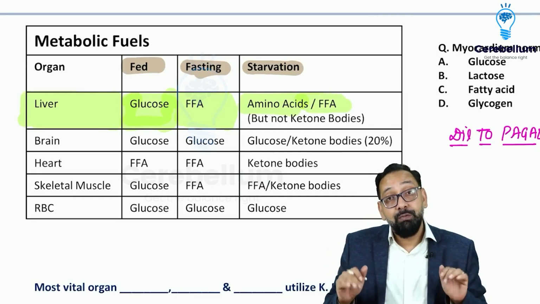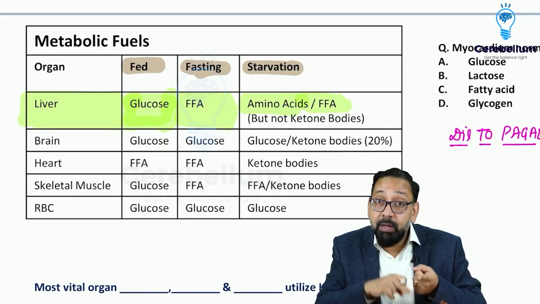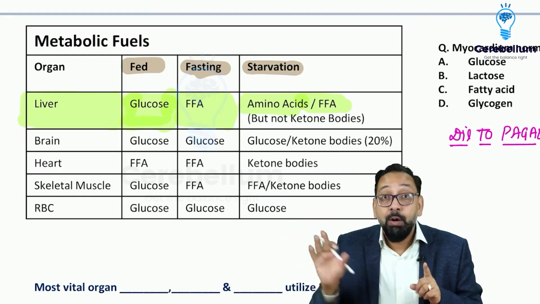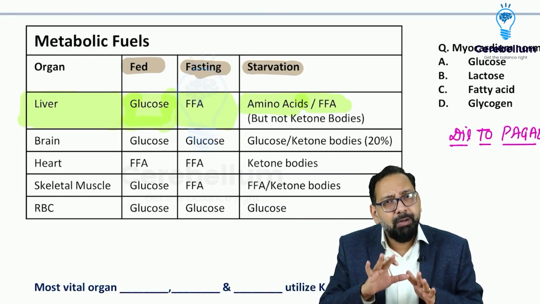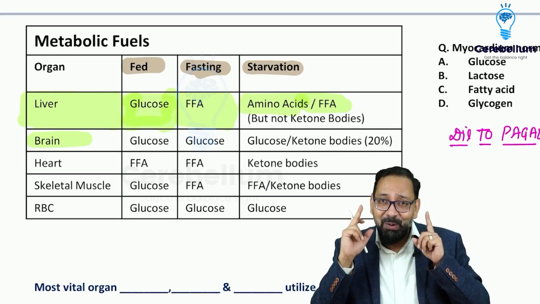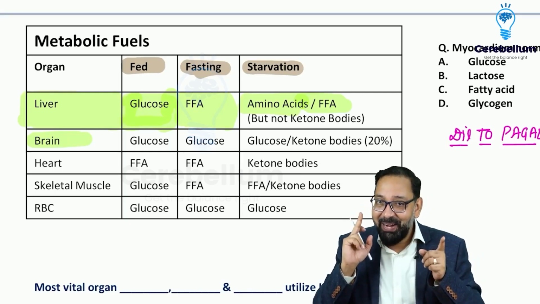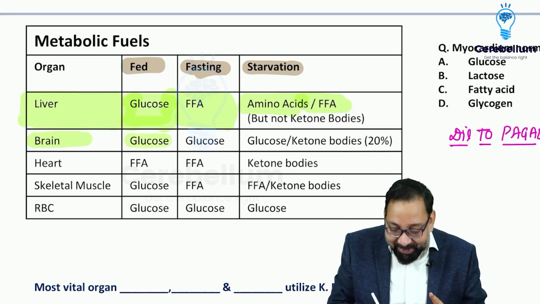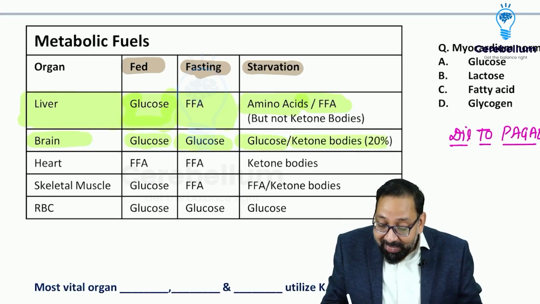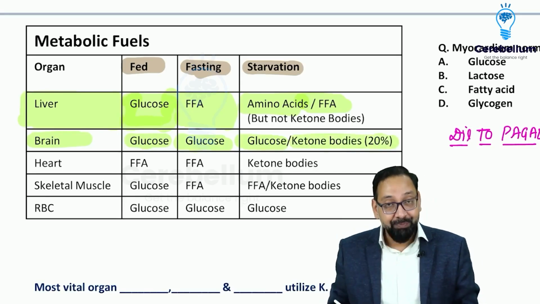Liver is the organ which can synthesize ketone bodies but can't utilize them due to deficiency of the enzyme thiophorase. For the time being, liver can't utilize ketone bodies. Brain. Our brain requires only glucose, but it also utilizes ketone bodies in starvation.